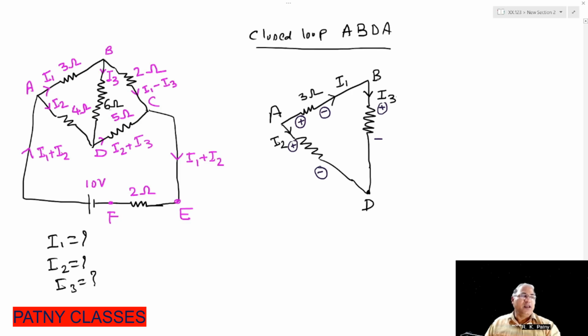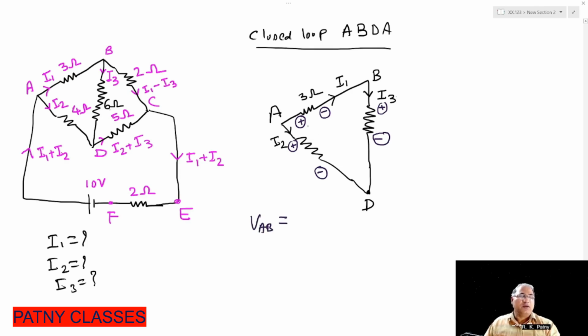Similarly, for BD, current is starting from B going to D, therefore the B side is positive and the D side is negative. After deciding plus and minus, we have to develop the equation. Before that, for VAB, I have to get the VAB.